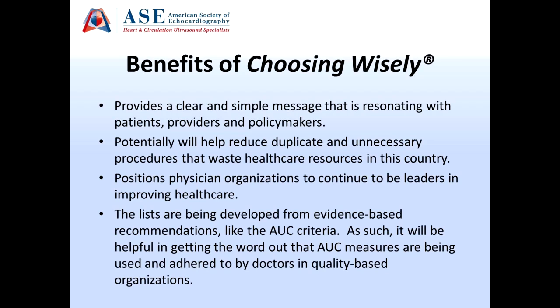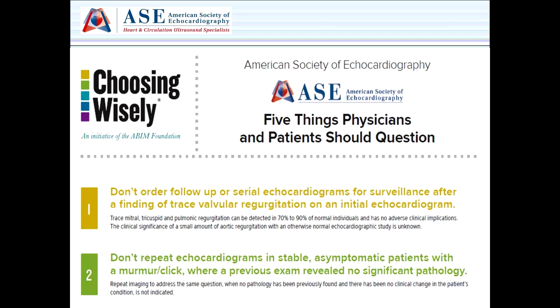So we could use those lists to guide our discussions and try to pick some that we thought were particularly appropriate now. Now, let's consider which ones we did actually choose for our first round of procedures to highlight in the Choosing Wisely program. The first one of these is not to order follow-up or serial echocardiograms for surveillance after a finding of trace valvular regurgitation on an initial echocardiogram.